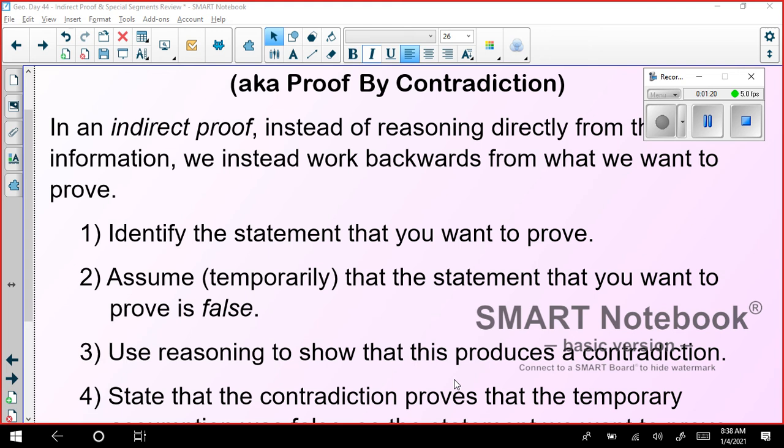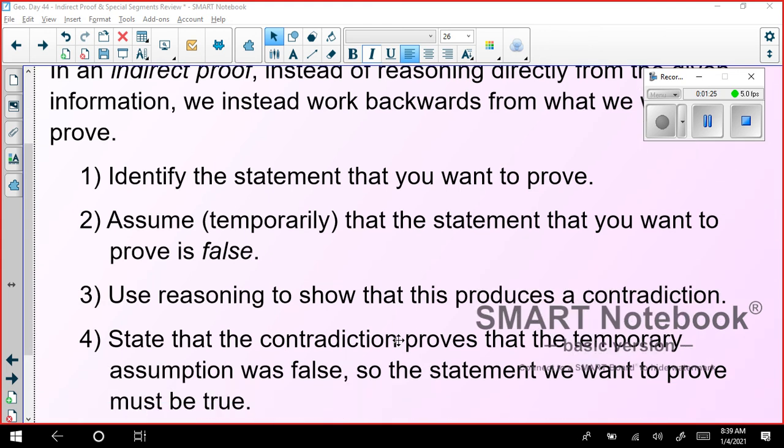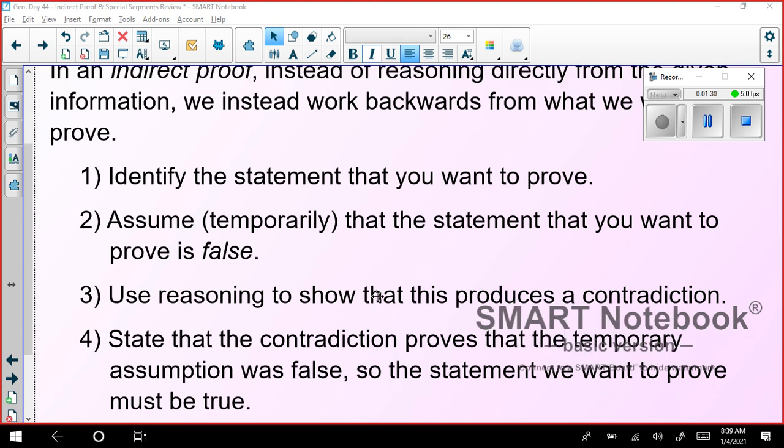And in the fourth step, once we show that the assumption is a contradiction, we can say that the contradiction proves that the temporary assumption was false, so the statement we want to prove must be true. Just take a look at it, and in case you want to note it down, I'll give you like a minute. Go over these steps. I will show you a few problems on how to write indirect proofs, and then I'll give you a chance to work on them. You have a minute to note down the steps involved in the indirect proof.